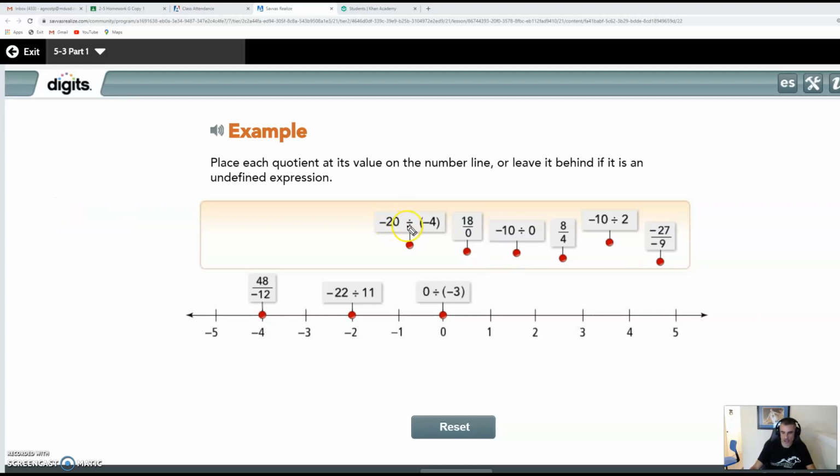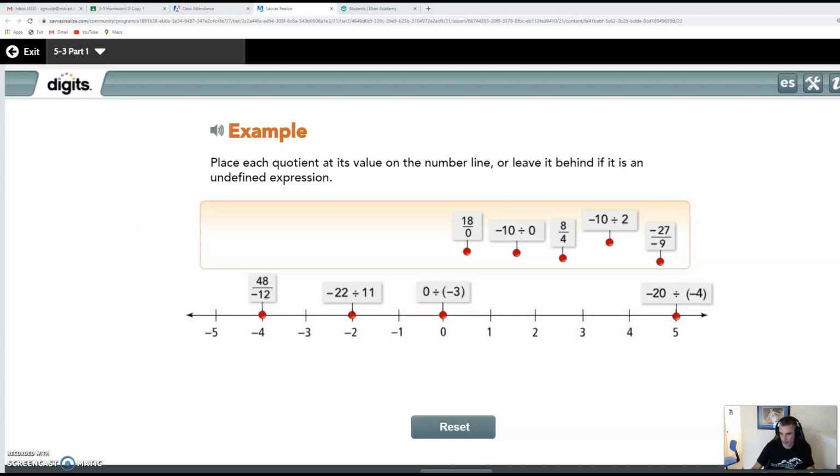Negative 20 divided by negative 4. This is the first one where we have two negatives, and they're going to become dance partners, and that's a positive thing. The signs are the same, so my answer is going to be positive. Now, we don't usually put a plus in front. You just write the number. 20 divided by 4 is 5, so we're just going to have a 5. I'll take this and put it at 5.